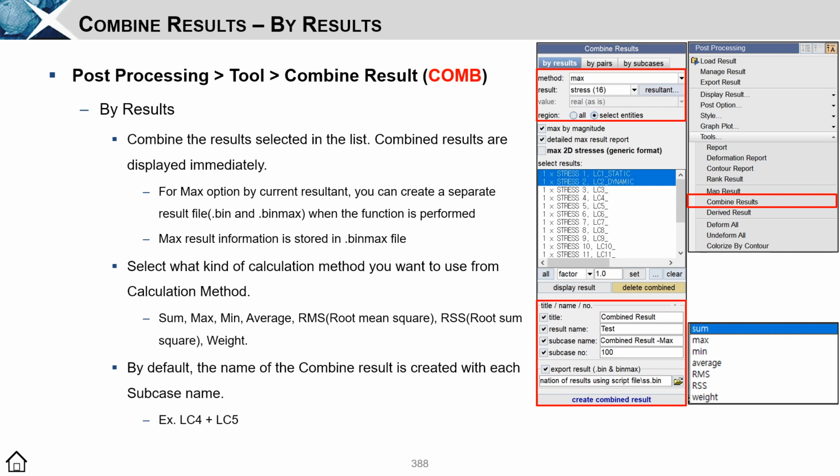For max option by current resultant, you can create a separate result file when the function is performed. Max result information is stored in binmax file. You can select the calculation method you want to use. There are the calculation methods of sum, max, min, average, RMS (root mean square), RSS (root sum square), weight. By default, the name of the combined result is created with each subcase name.